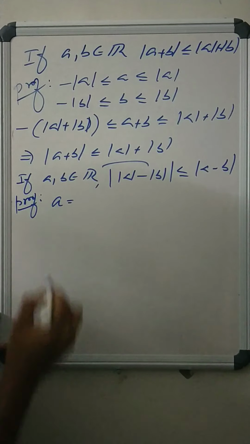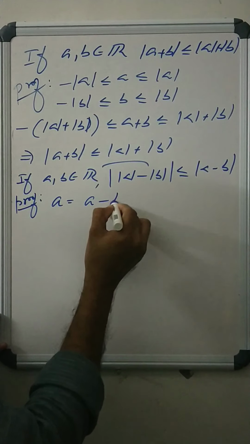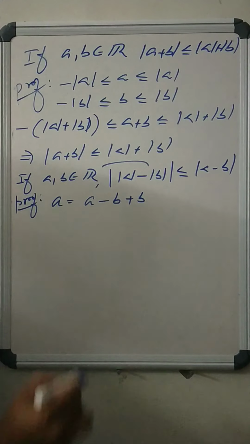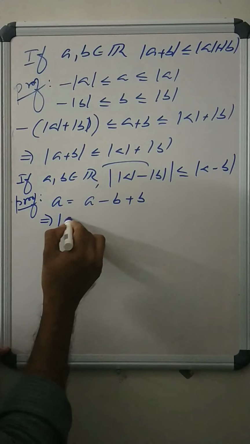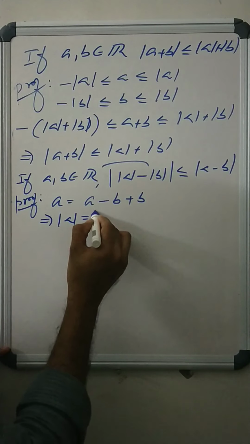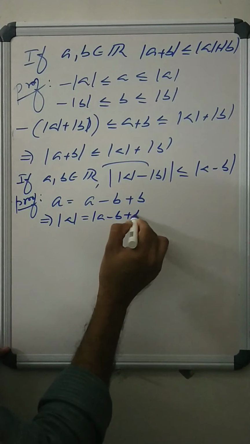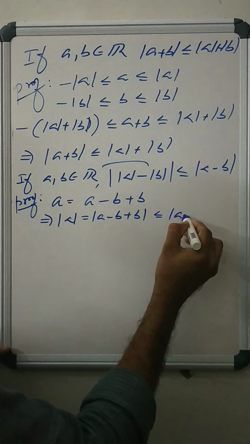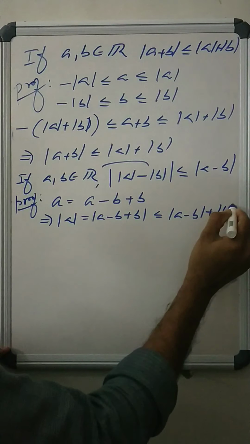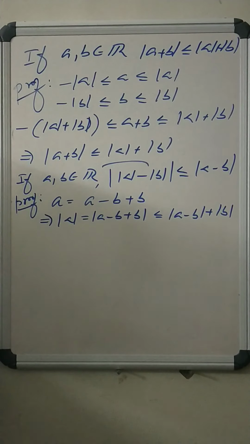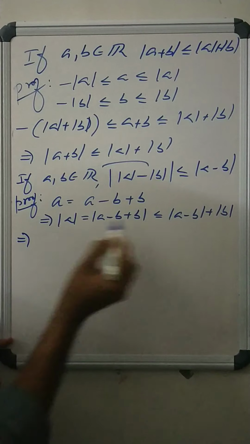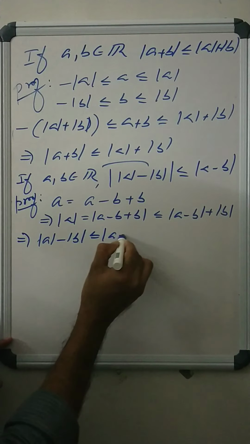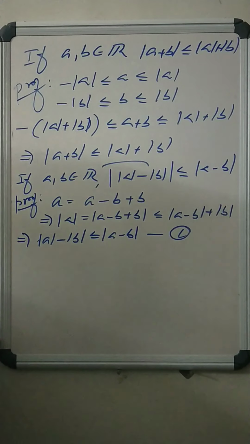We have a equals a minus b plus b. So we have mod a equals modulus of a minus b plus b. By using the triangle inequality, it is less than or equal to mod a minus b plus mod b. That means, bring mod b to the left side: mod a minus mod b is less than or equal to modulus of a minus b. Mark it as 1.